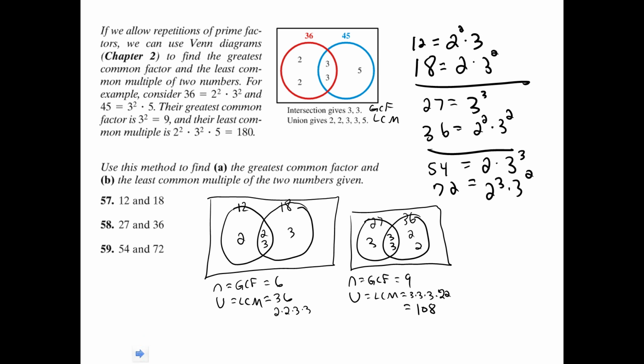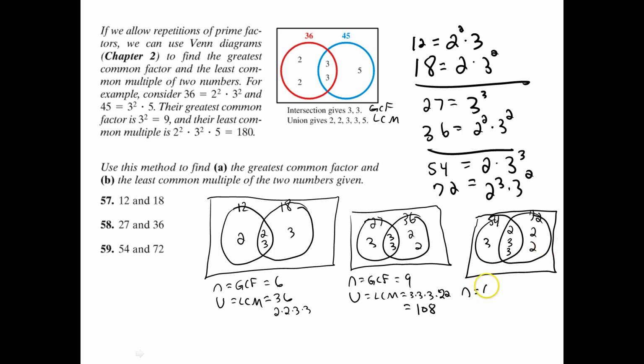So 54 is 2 times 3 cubed, and 72 is 2 cubed times 3 squared. Circle for 54. Circle for 72. They share a 2. And they share 2 3's. 54 has an extra 3. 72 has 2 more 2's. The intersection is the GCF, 18.